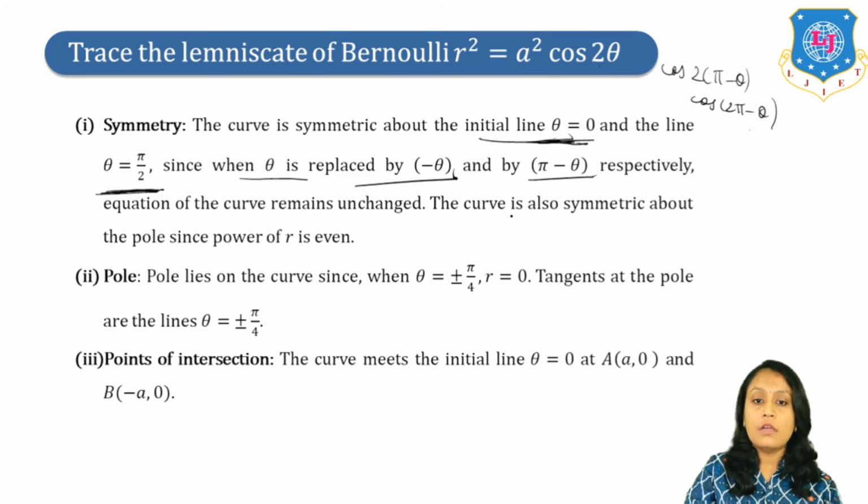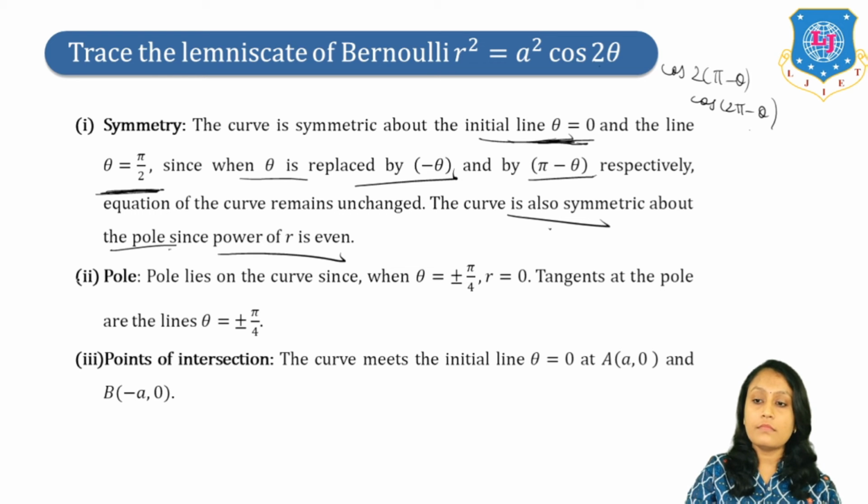Now the curve is symmetric about the pole also. Why? Because the power of r is even, so the curve is symmetric about the pole also. So here we have 3 points: the curve is symmetric about the initial line, also about theta equal to pi by 2, and symmetric about the pole.